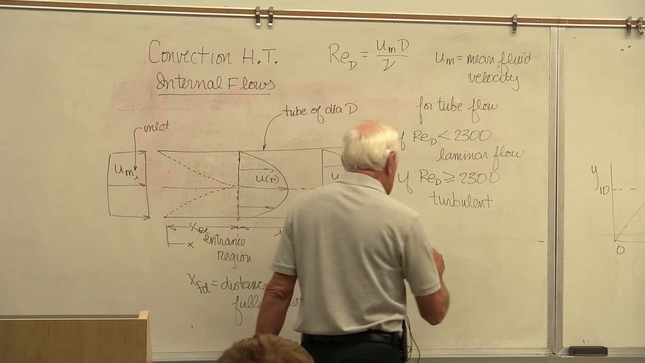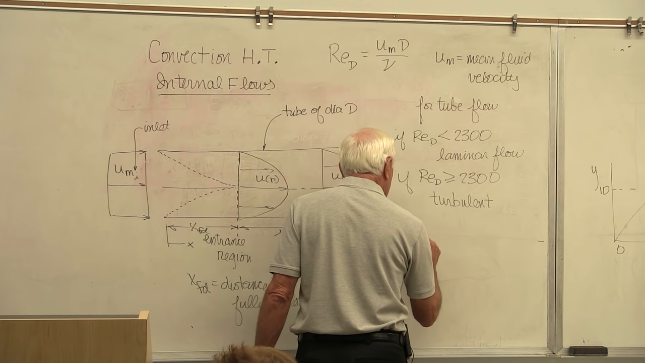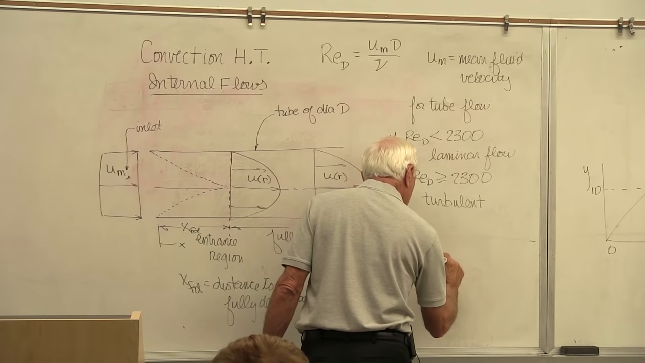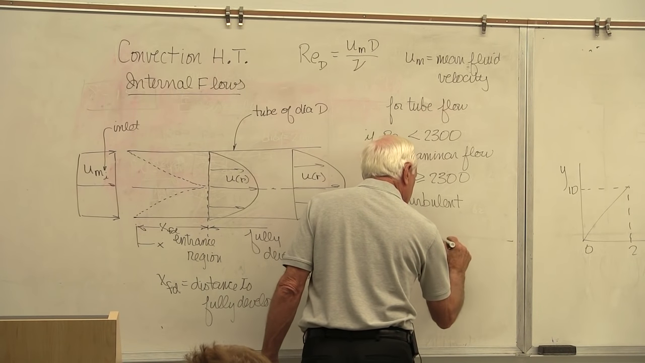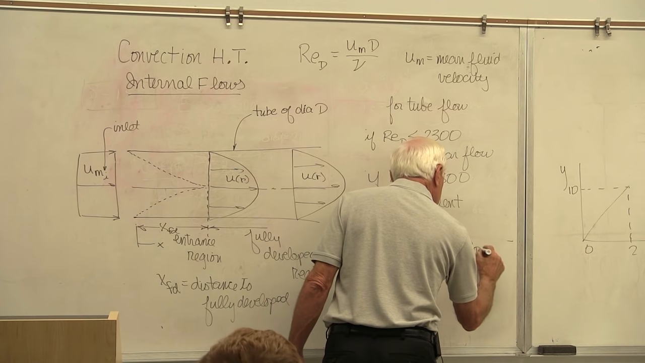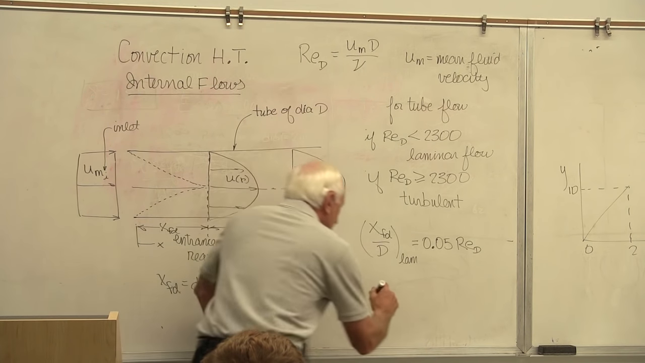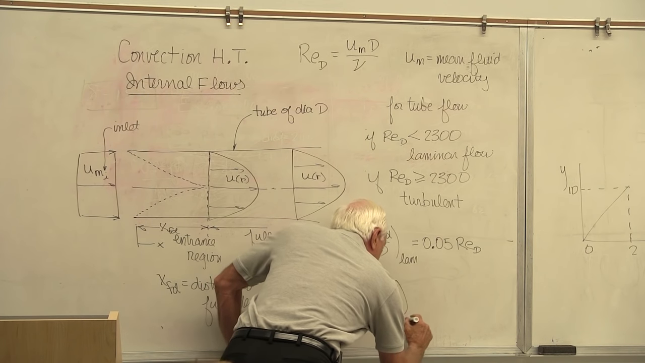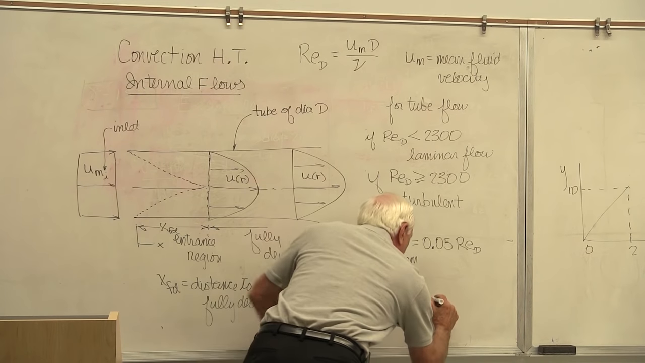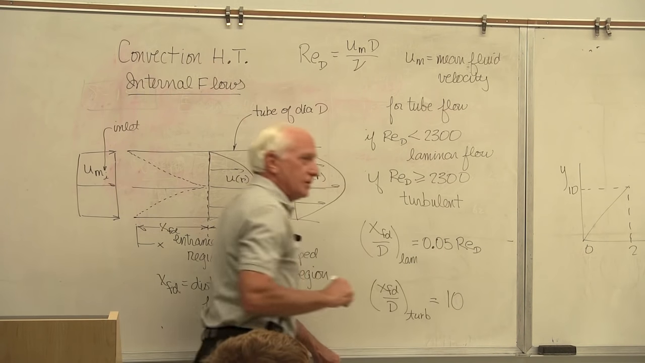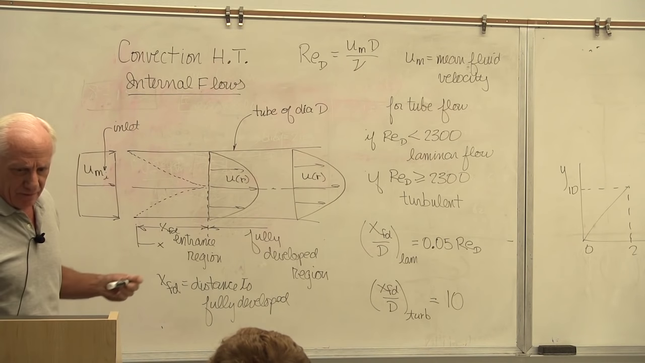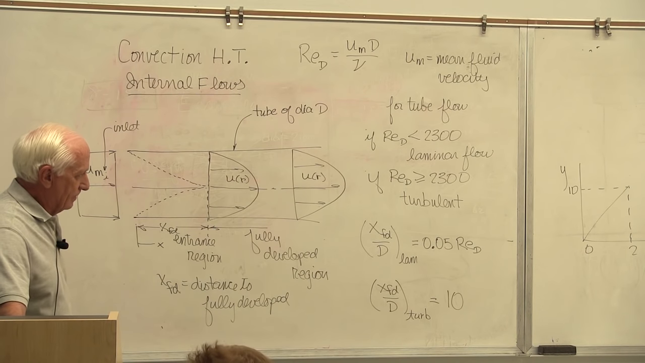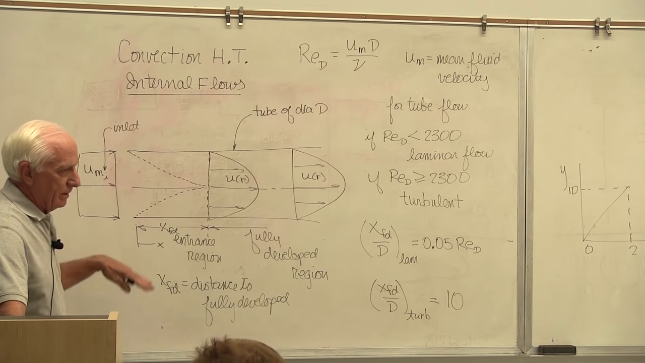The distance it takes to become fully developed for laminar flow is 0.05 times Reynolds number based on D, times D. If it's turbulent flow, the book says we're going to use 10. It's typically accepted between somewhere from 10 to 60. That's how you'd find X fully developed. Our textbook says to be conservative, we'll say 10.